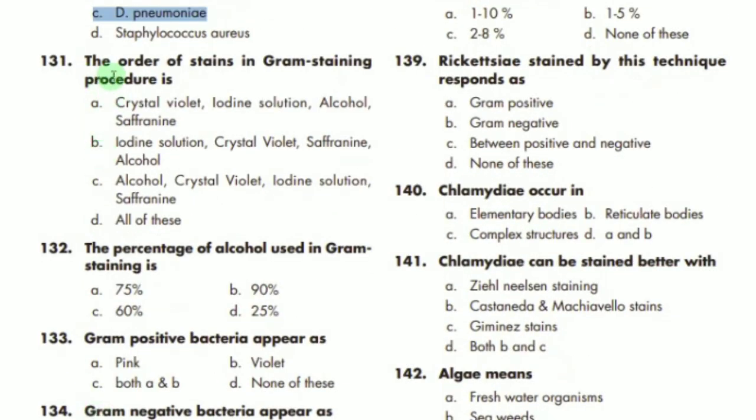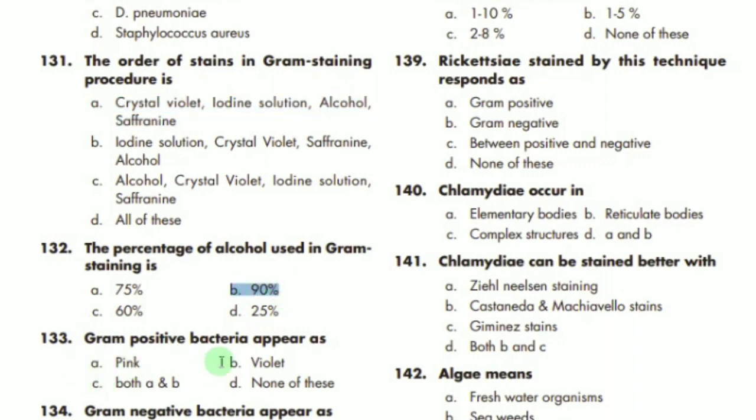131 MCQ says that the order of staining in gram staining procedure. So first of all we use crystal violet, then we use iodine solution, then we use alcohol, and at the end we use saffranin. So A is the correct option. Okay. Now 132 MCQ says that the percentage of the alcohol used in the gram staining, so 90% alcohol is mostly used. B is the correct option.